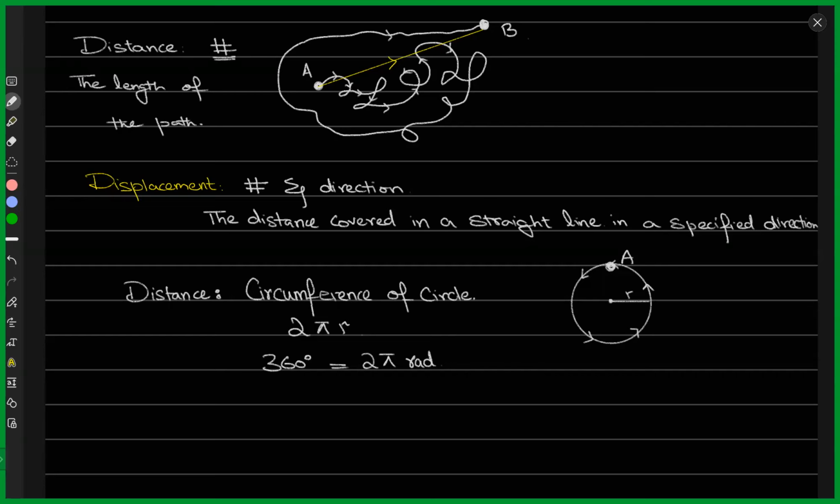Yes. Okay, I cannot hear you. Can you repeat? Yes, agree. So everyone agrees with this, that if I start my journey from point A, travel in a circle and come back to point A, the distance is the circumference of the circle, which is 2 pi r. What about displacement?